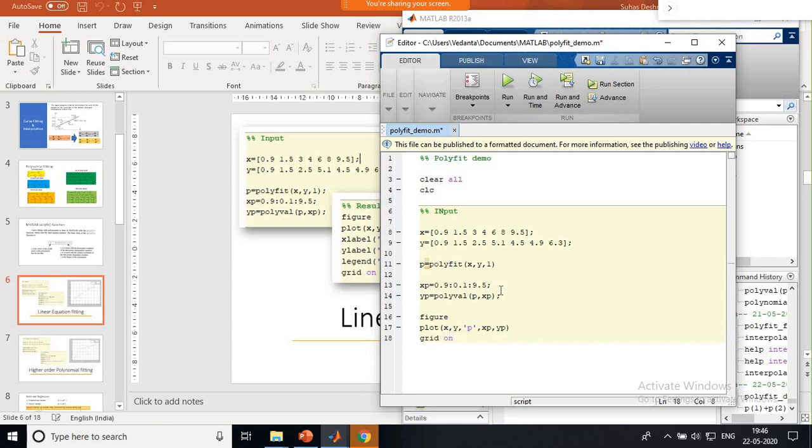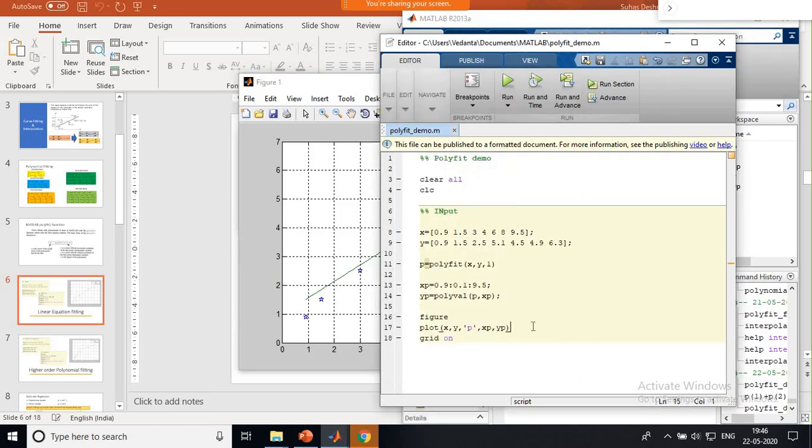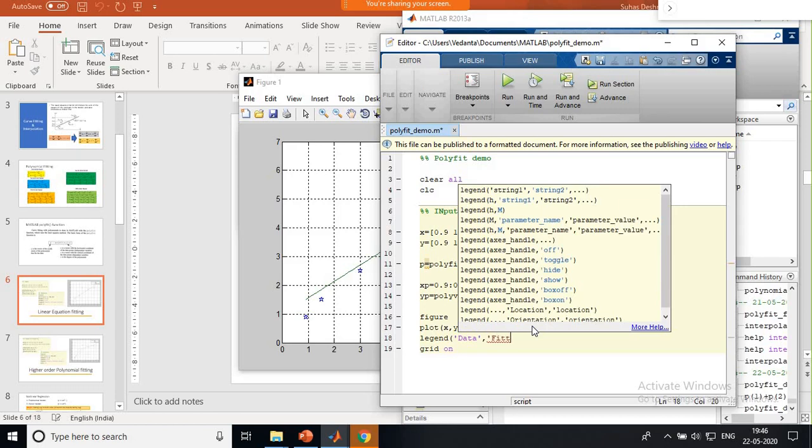Click on run. So you can see the curve fitting. Now these are the data points, and this is my equation through which the curve is fitted. Later I can provide a legend also. Legend. I can have, first, I'll write data, then fitting curve.